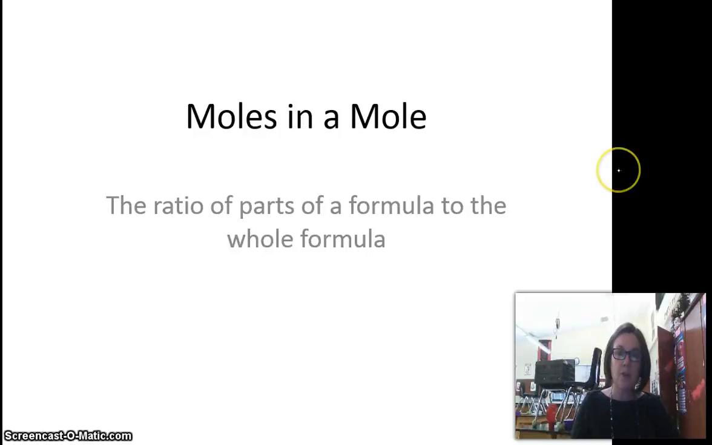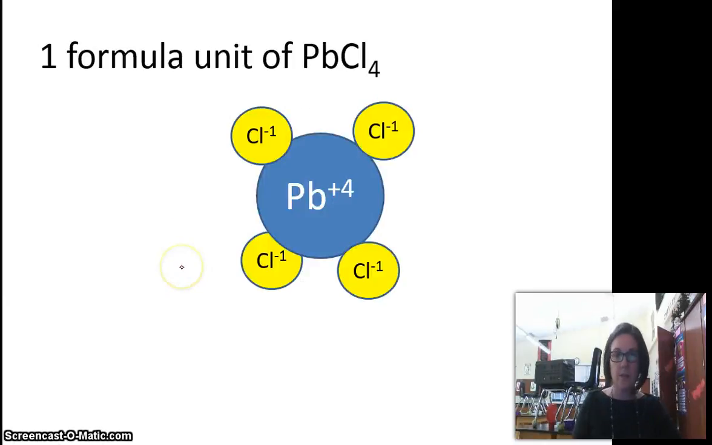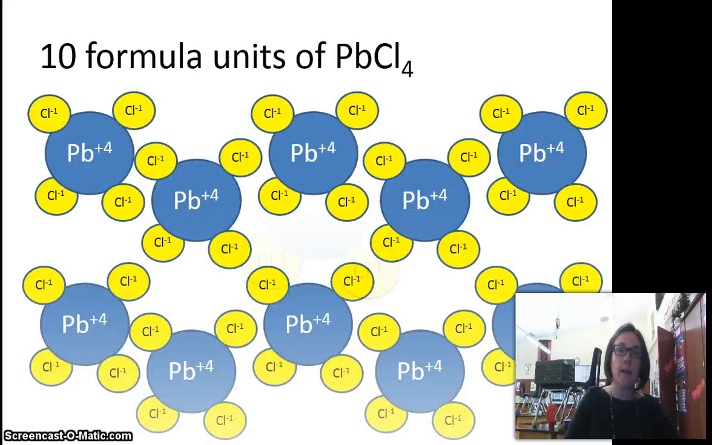In this video, I'm going to show you how you can calculate moles in a mole, meaning we would use the ratio of the part of a formula to the whole formula. Here's a visual of that. So we could have one formula unit of lead 4 chloride. It would have a lead plus 4 ion, and then it would have to have 4 chloride ions associated with it. So for every one formula unit, there would be 4 chloride ions.